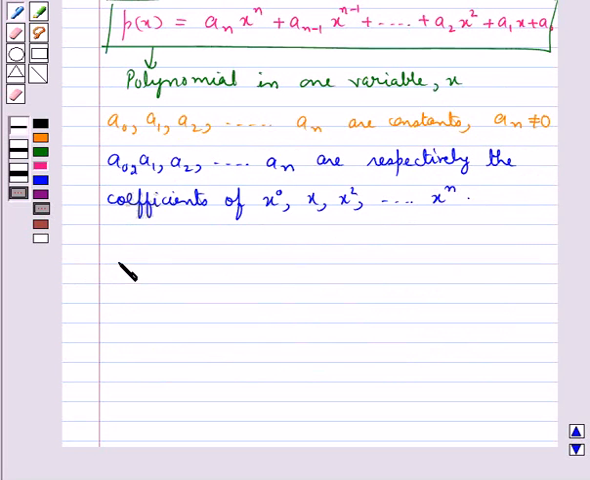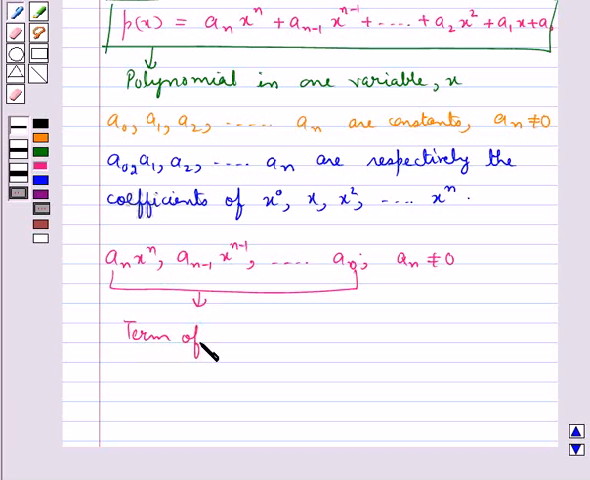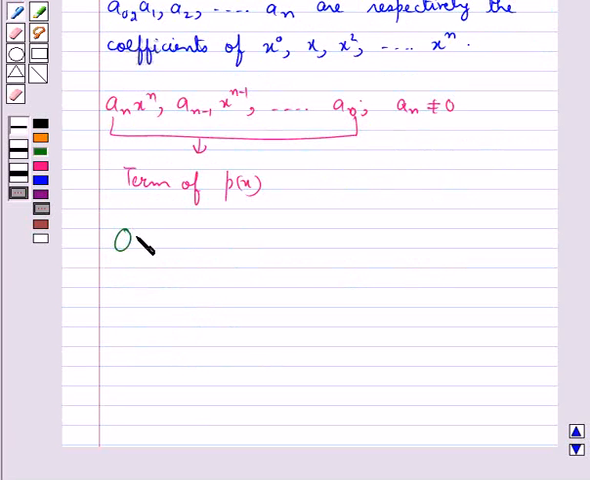and each of a_n x^n, a_(n-1) x^(n-1) and so on up to a_0, where a_n is not equal to 0, is called a term of the polynomial P(x). The constant polynomial 0 is called the zero polynomial.